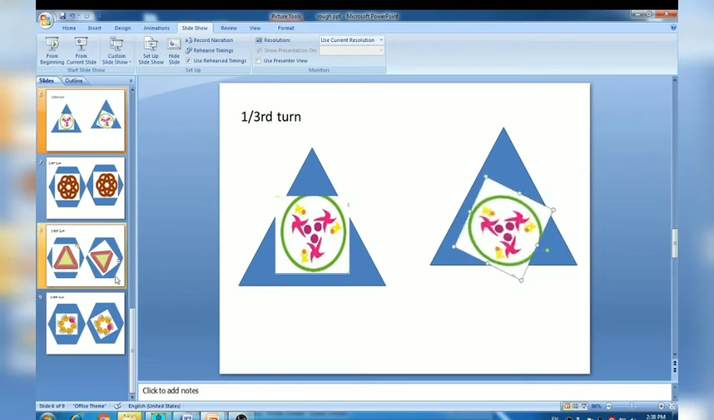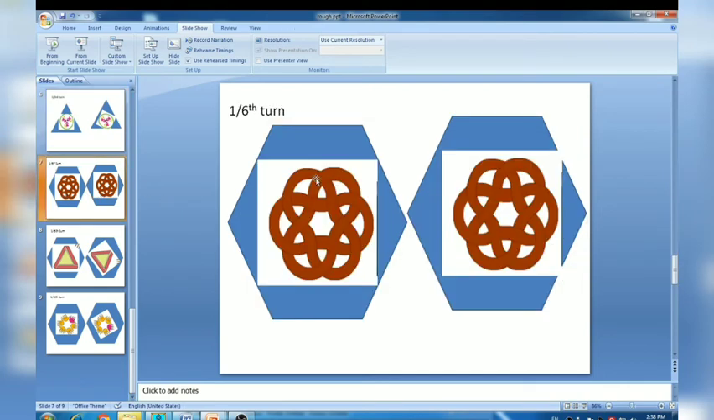Yes, it looks the same. So like that, by using triangle and hexagon, we can find out whether shapes look the same on 1/3 turn or 1/6 turn. To take a 1/3 turn, we are going to use the triangle shape, and for the 1/6 turn, we are going to use the hexagon. Now we will see again 1/6 turn.